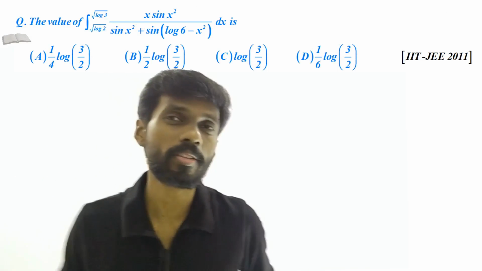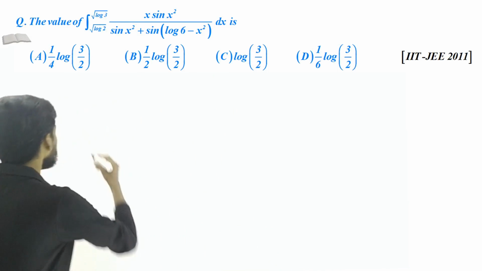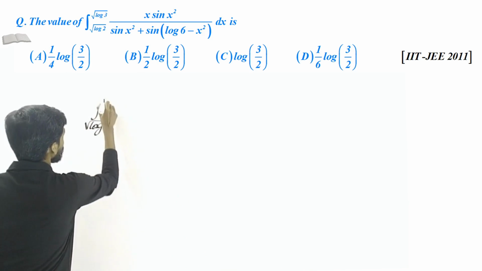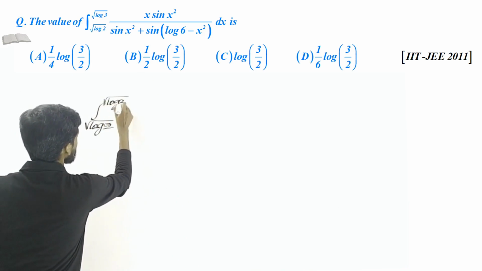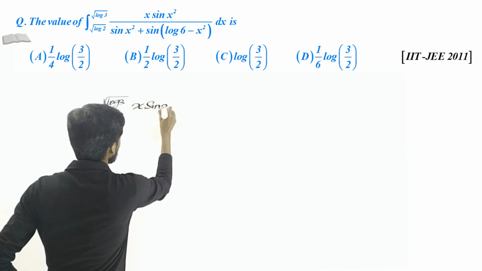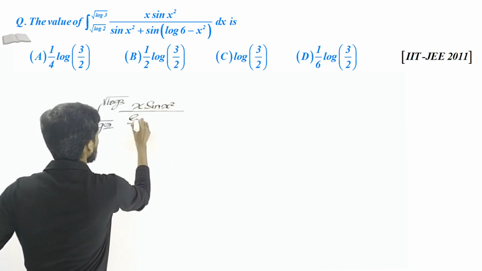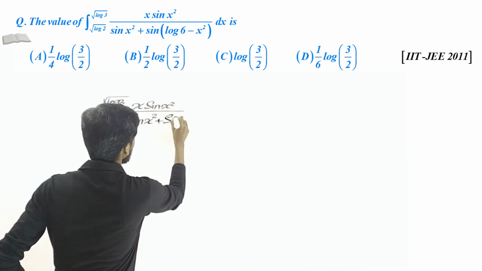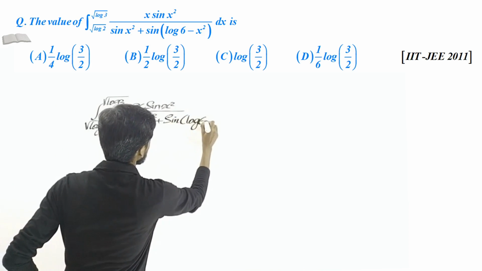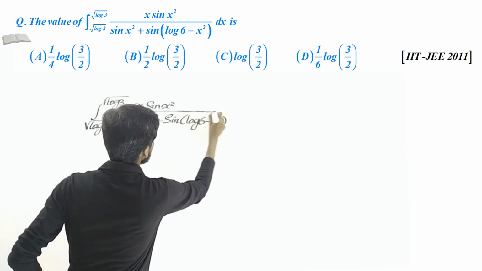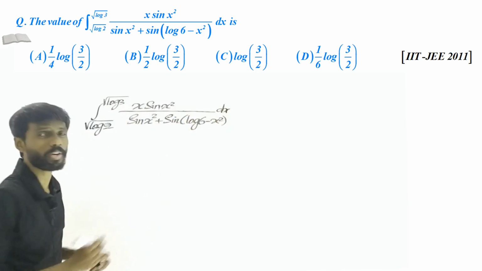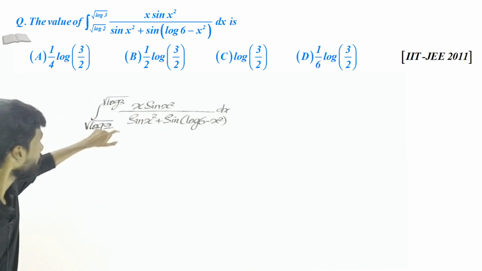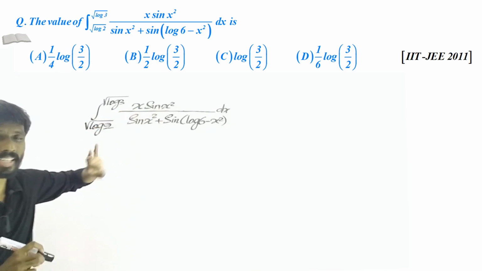This is a direct question based on the properties of definite integral, right? It is given that the limit is from root log 2 to root log 3 and x sine x square divided by sine of x square plus sine of log 6 minus x square. Looking at the question, the given expression only, we can understand it is based on the property f of a plus b minus x. But first of all there is x square, so let us simplify that first.